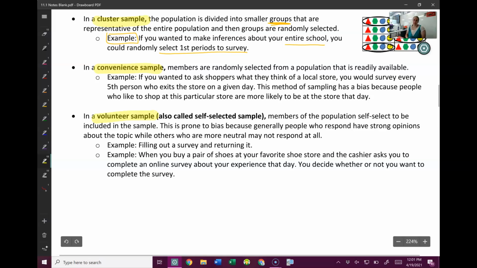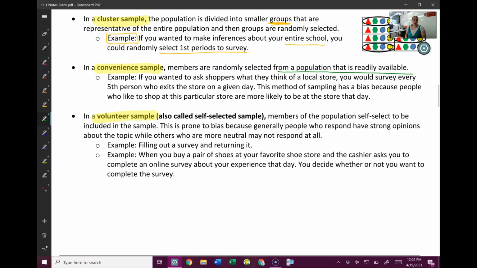Convenience and volunteer. These are by far the easiest types of sampling to do. However, they tend to produce the least reliable data. And here's why. In convenience sampling, you are asking everyone from a population that is readily available. So, for example, you want to know something about people who eat fast food, so you ask everyone at the fast food store you work at. That is very convenient for you because it's where you're at.